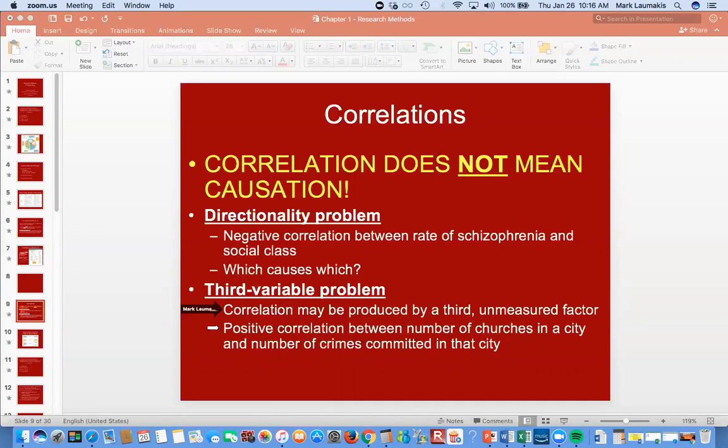So we might find a positive correlation between the number of churches in a city and the number of crimes in that city. So what could we put in the box here that would be predictive of both having more and more churches and, generally speaking, having more and more crimes? What's the third variable here? More and more churches, more and more crimes. Not necessarily the necessity for repentance. Generally speaking, where you have more churches and you have more crimes, what do you have?